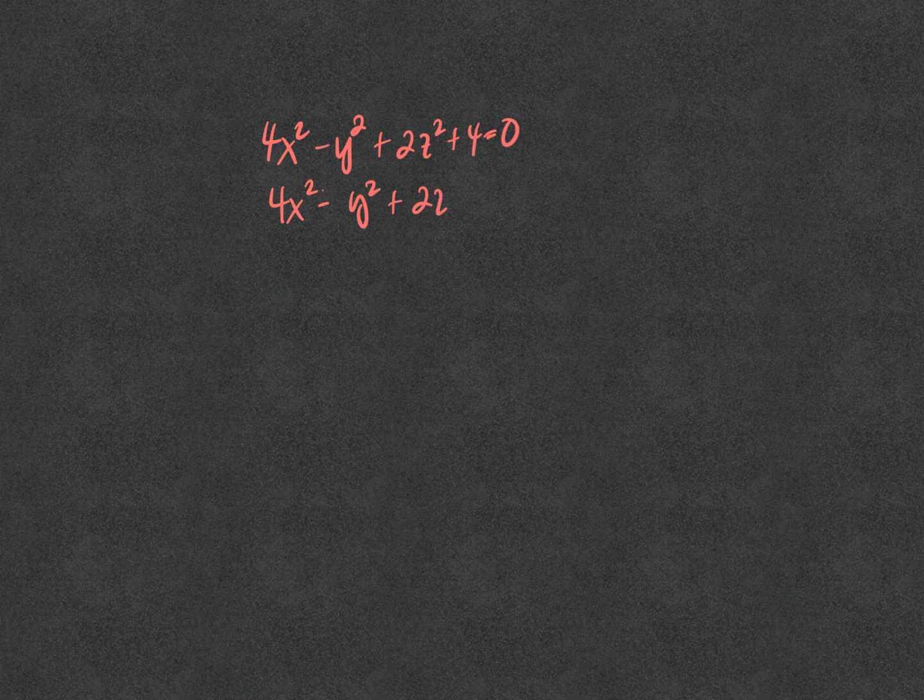So the next one says 4x squared minus y squared plus 2z squared plus 4 equals 0. So before you start, notice all the other ones have been equal to 1. So that's what we need to do. We need to take the 4 to the other side. 4x squared minus y squared plus 2z squared equals negative 4. And then you have to divide by negative 4 because it has to be equal to positive 1. So we're going to divide everything by negative 4.